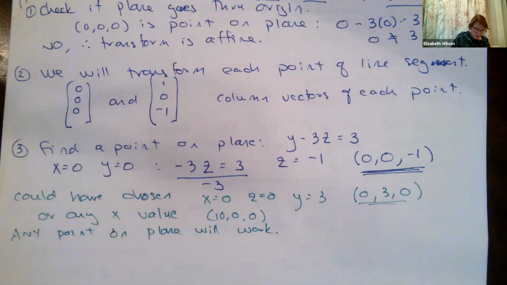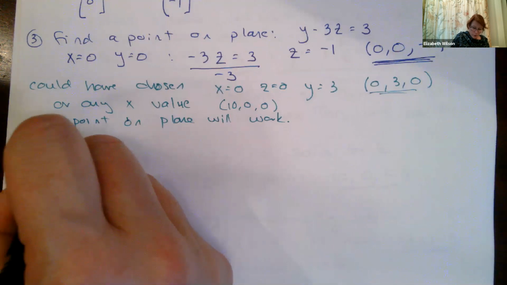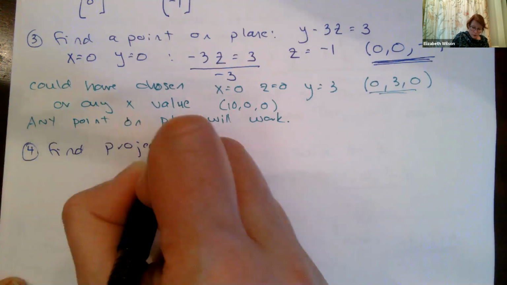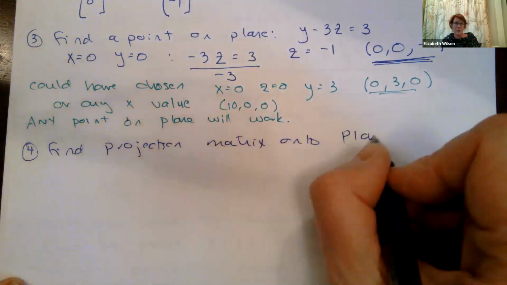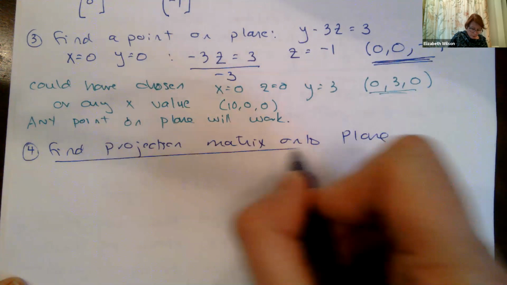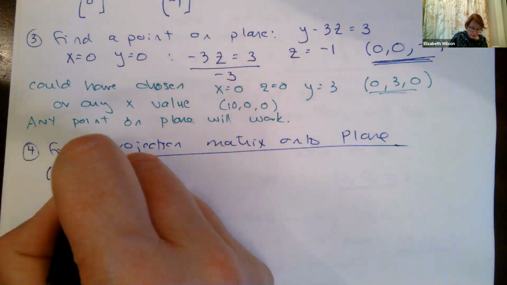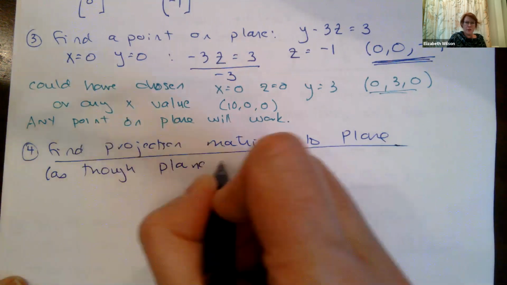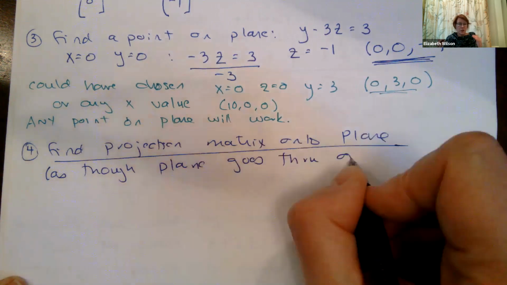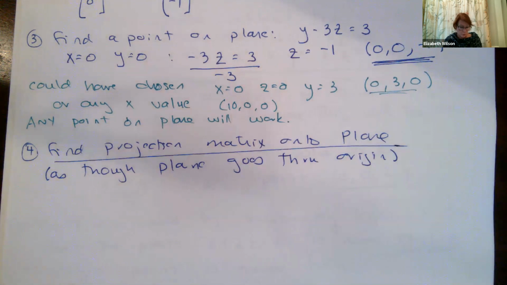So our next step, we have to find the projection matrix onto the plane. And I'm going to write a little note that we're just going to pretend that our plane goes through the origin. It's the same process because we're going to shift it up to the origin. That doesn't change the basic nature of the plane, okay? Because we're working with the normal to the plane, right? Remember when we do this.